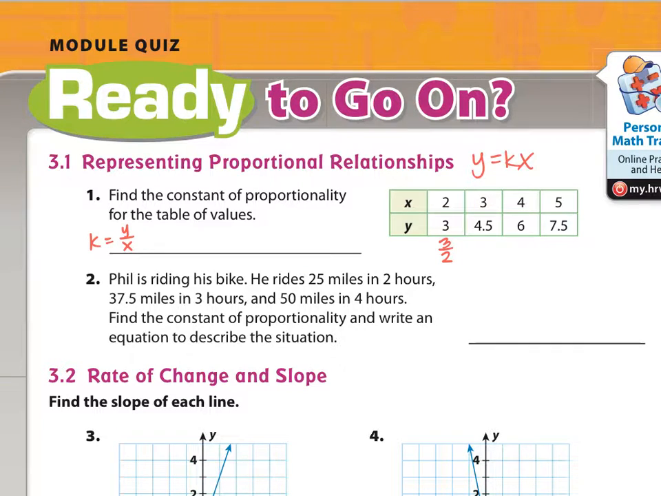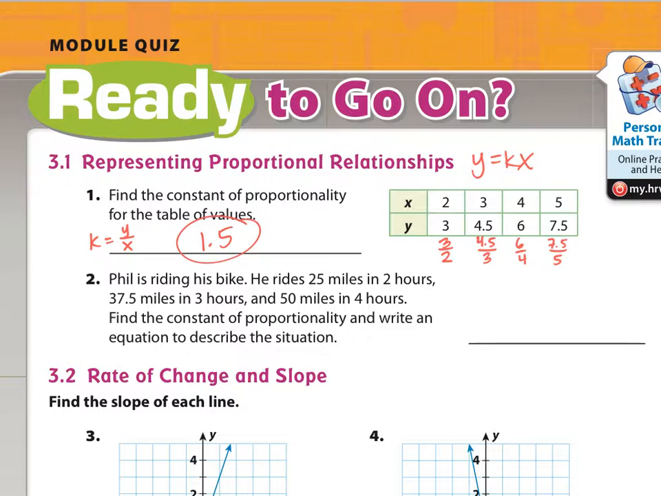So as you can see underneath the table, I'm doing y divided by x. So it's 3 divided by 2 for the first pair, 4.5 divided by 3, 6 divided by 4, and 7.5 divided by 5. Use your calculator for this. It's much easier and faster, and you don't have to worry about getting these wrong. 3 divided by 2 and all of the other fractions are going to give you a constant of proportionality of 1.5. So that's the answer.